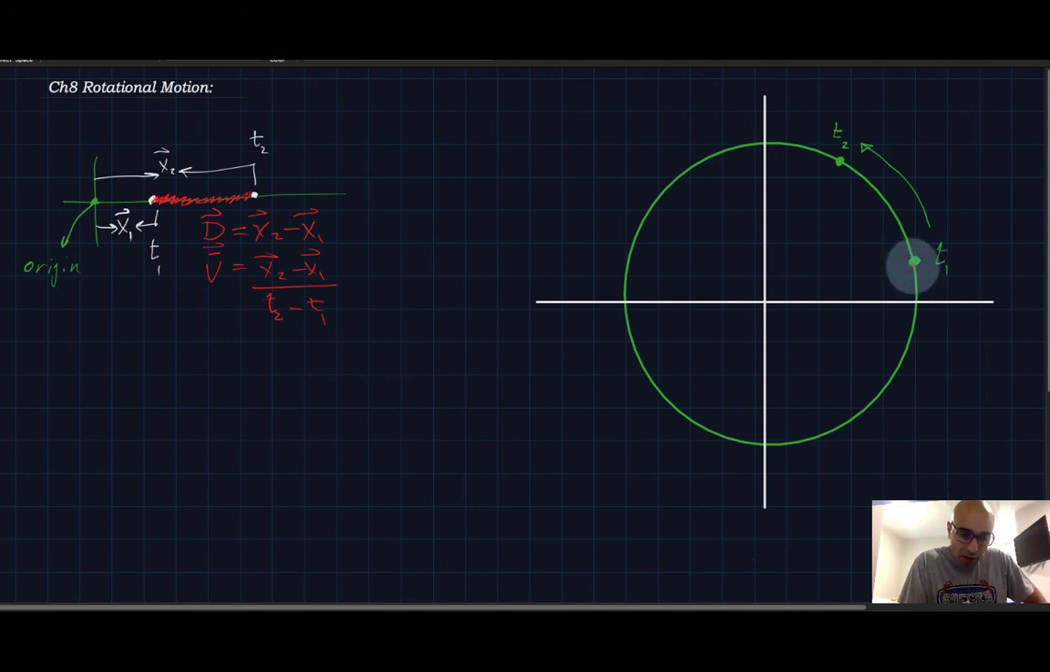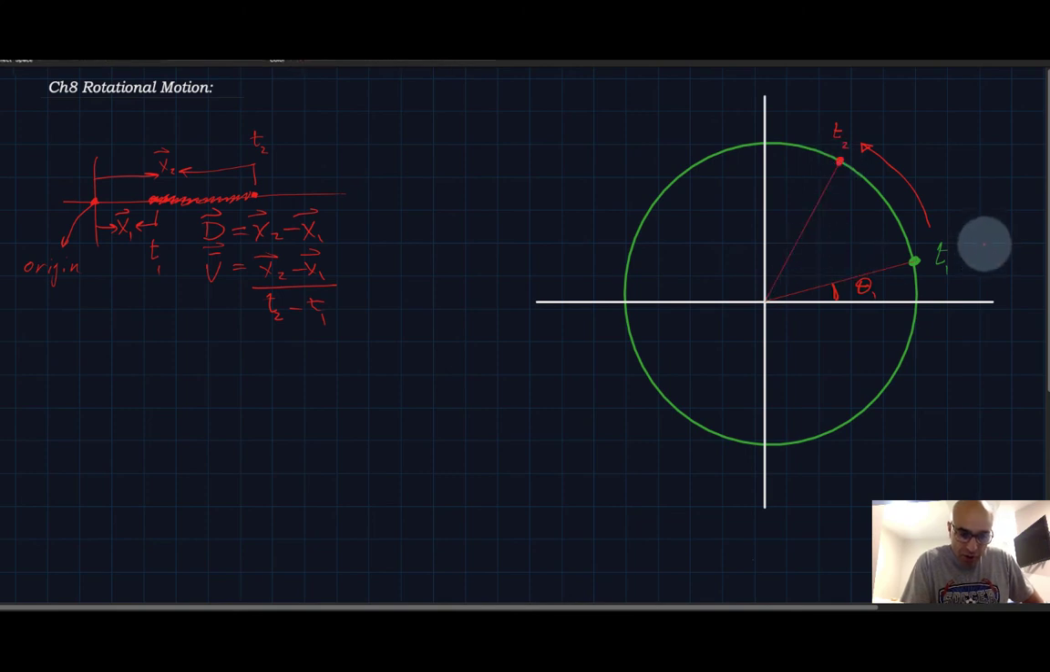Look, the object was at this position, but what position? I think we should try to define what position that is. The object was at this position, an angular position. I'm going to call it angular position number 1, theta 1. And the object was at angular position number 2 here.